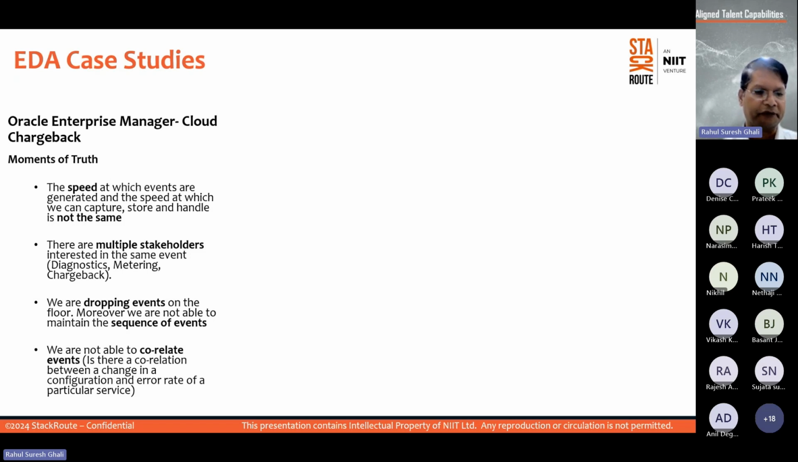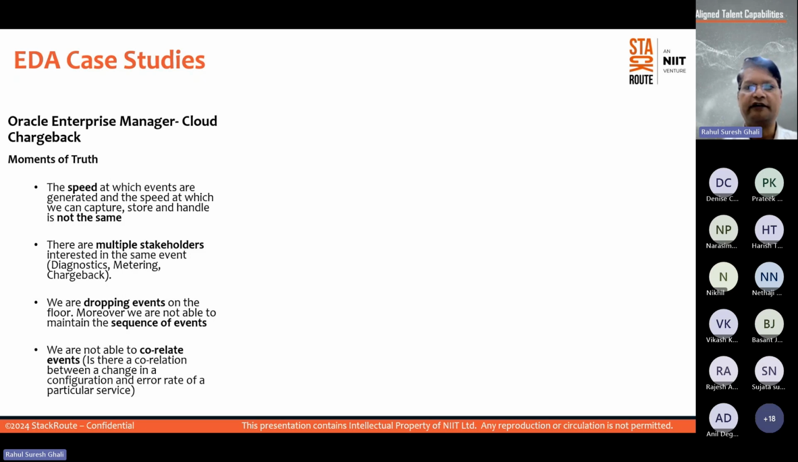So there were multiple stakeholders who were interested in the same event, right? CPU utilization going high may be required for diagnostic purposes, may be required for metering purposes, may be required for chargeback purposes, because a chargeback is going to depend upon the usage, right? Metering and showback is an essential component of the platform anyway, right? So there are multiple stakeholders who are interested in the same event, right?